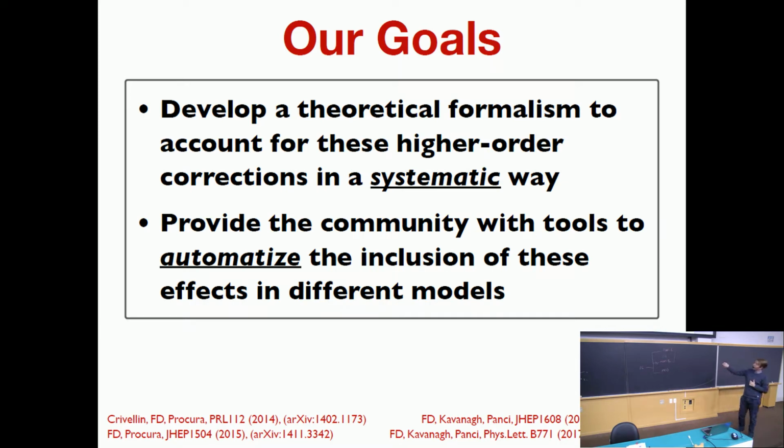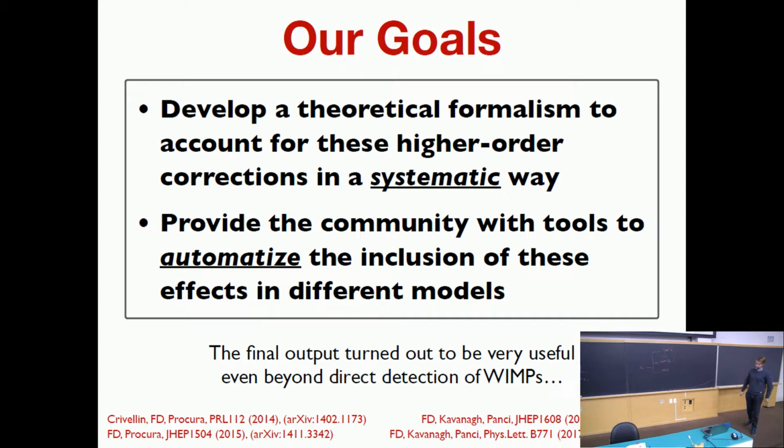But then also we wanted to provide the community with the tools in such a way that the inclusion of these effects is automatic for a model builder that is studying a dark matter model and wants to know if this model is excluded or not without doing the calculation again, okay? And so we did both. And I mentioned that the study was motivated by the tension between direct detection data and other probes of dark matter couplings, and that's why we started doing this. But the actual final output turned out to be more useful than just direct detection data. It was useful for all the other experiments.